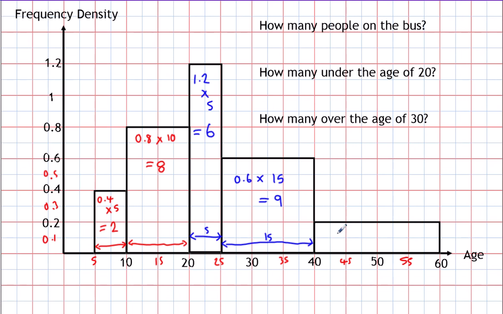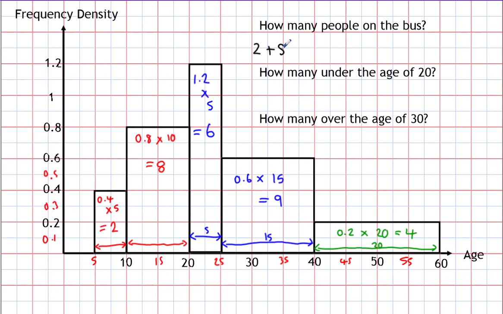And our last bar is 0.2 tall. It goes from 40 all the way up to 60, which is 20. 2 times 20 is 40, so 0.2 times 20 is 4. So it's the shortest bar, but part of the reason is because it's so wide, it doesn't need to be very tall. So how many people are on the bus?